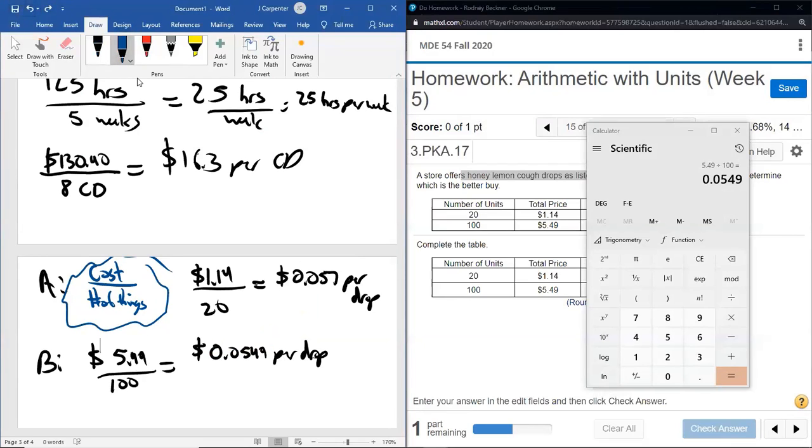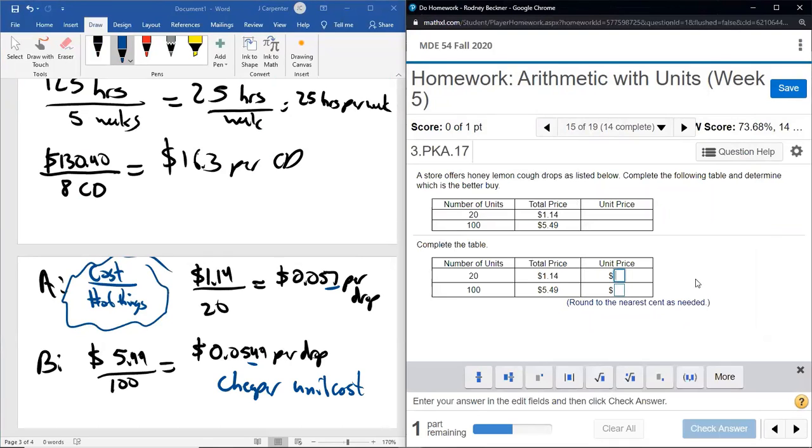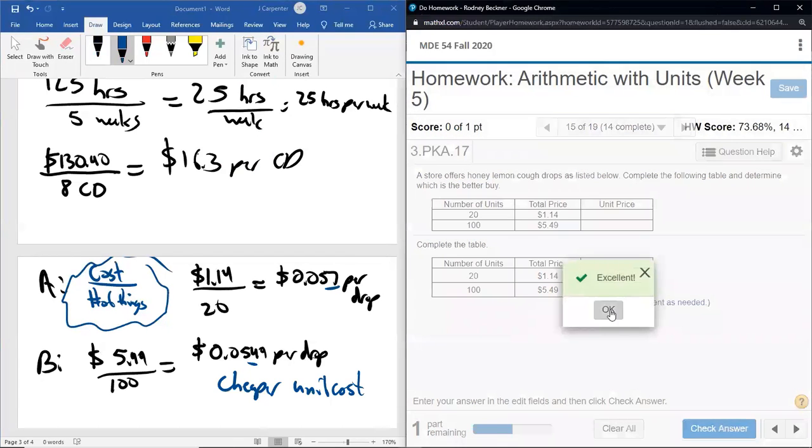All right, so our goal is we want the cheaper one, 0.057 versus 0.0549. Well, we're comparing the 4 to the 7. 4 is lower, so this is a cheaper unit cost. All right, so they say to complete the table, round to the nearest cent as needed. So they do tell us to round to 0.06 for the first one and 0.05 for the second one. But those were very close to being incomparable there, in which case they would have said to round to 3 or 4 decimal places if they needed it. So let's check it. There we go.